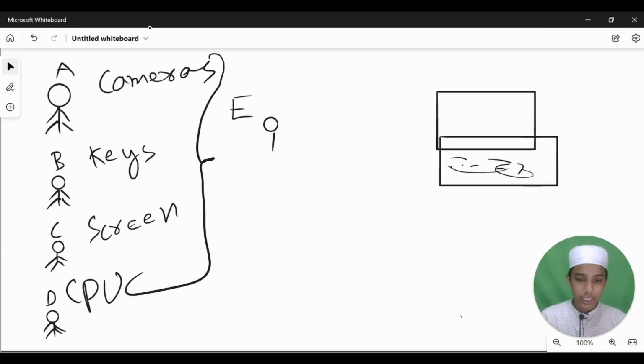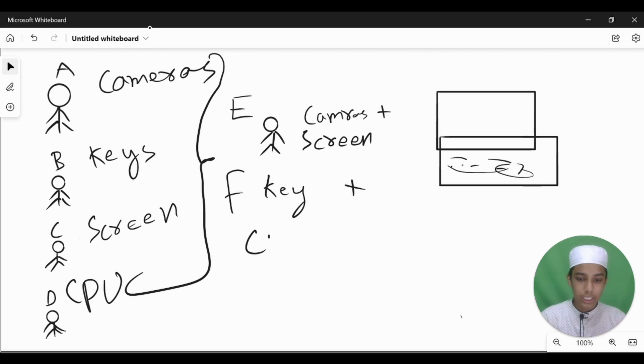E, and it's going to give something like this. And guys, what this person does is, it's going to fit here the cameras plus screen. Okay, and the person C and the D is going to fit here, and the person B and the D is going to build here the keys with the CPU. Okay, so let's give it as A B C D E F, and the C person is going to do keys plus the CPU. Okay, let's say this one.